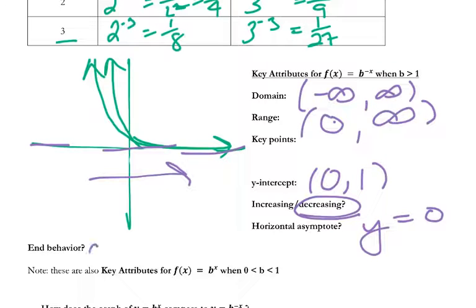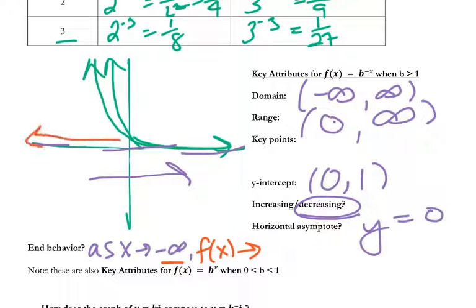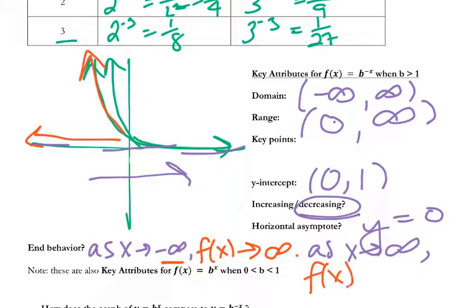End behavior. As x goes to negative infinity, what is f of x doing? In our previous graphs, f of x was going to 0 as x went to negative infinity. But here, as we move to the left on the graph, these graphs are going up towards positive infinity. Then as x goes to positive infinity, what's happening to f of x? So as we move towards positive infinity, our graph is going towards 0.